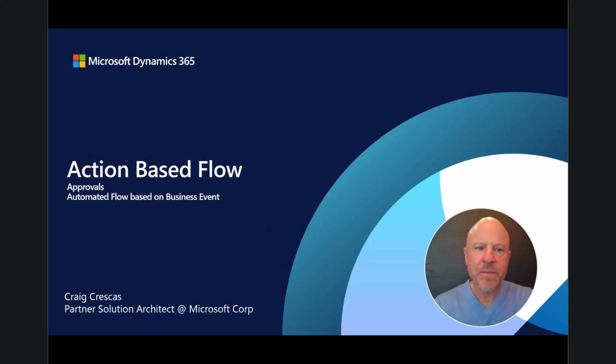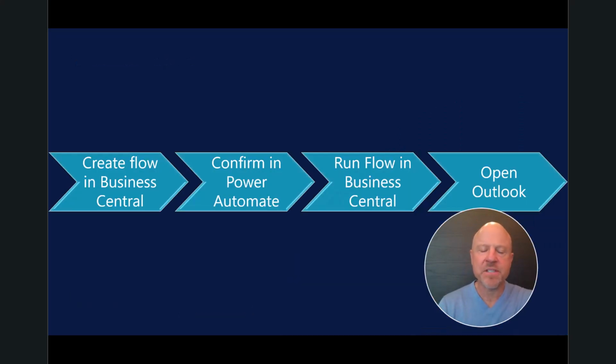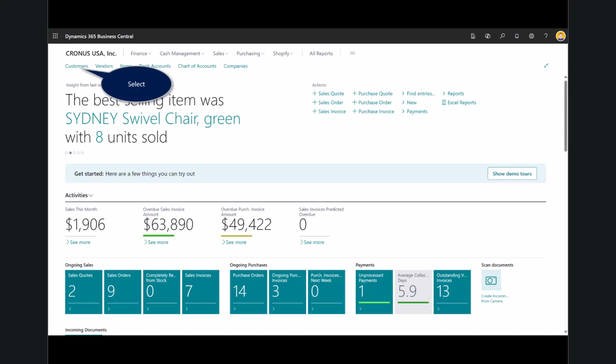Let's begin with the action-based flow. The goal of this session is just to show you how to leverage the templates that come inside of Business Central. Now, what I'm going to do is create a flow inside of Business Central. We'll then navigate to Power Automate to show you how we created that. We'll then go ahead and run the flow, and we'll see how that impacts based on the communications that were disseminated to Microsoft Outlook. So I'm going to begin by opening up my Business Central tenant.